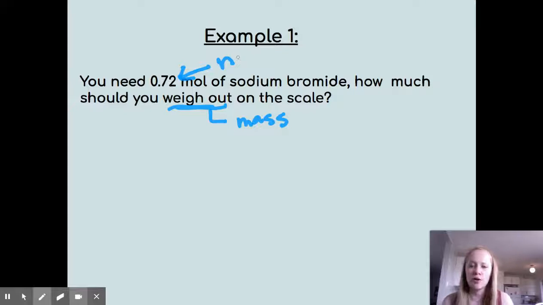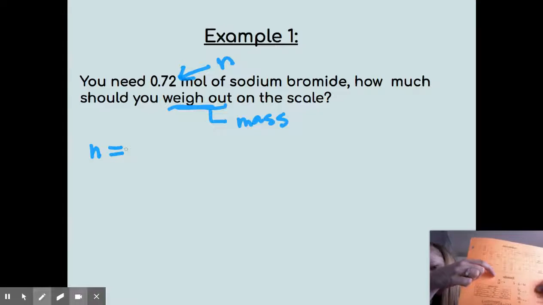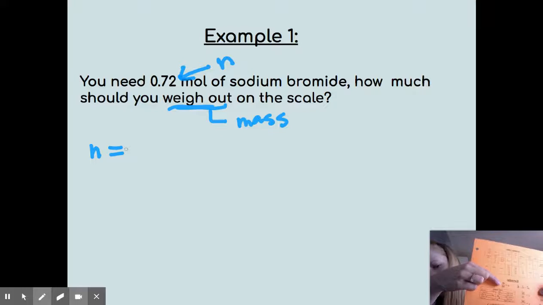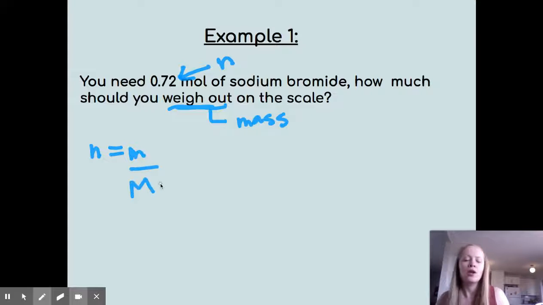Then let's look at our formula. So n is equal to, and just make sure you can find it on your periodic table in the back of it. There it is, it's kind of hiding, but there it is, little m over big M. Now, your math skills will be used in this situation, but I will walk you through two possible options, depending on your preference for how you do your algebra behind this.